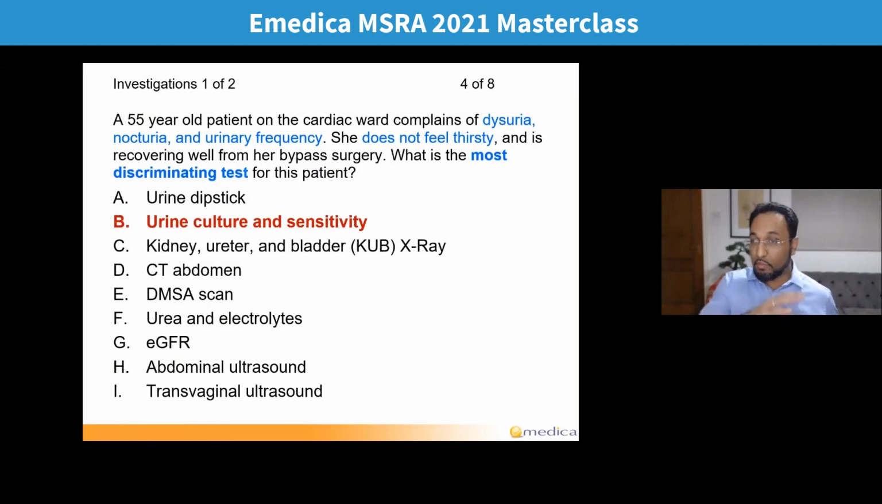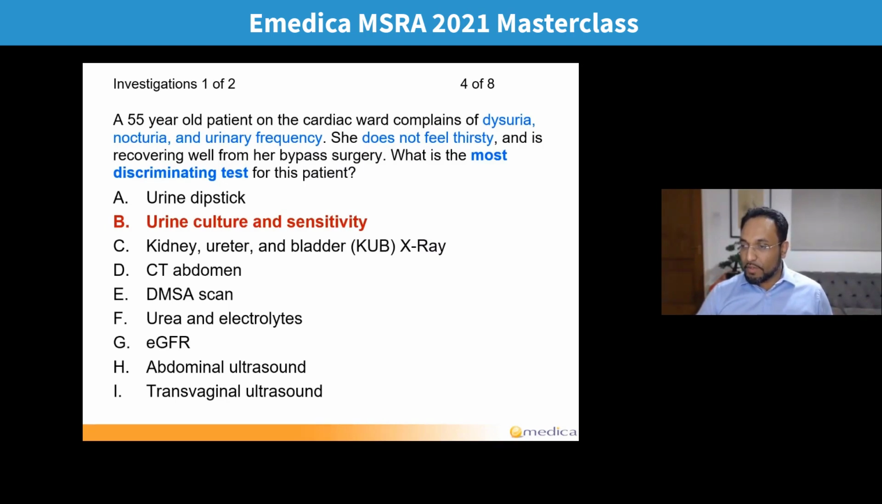Why is that? Well, this is what we call a two-step question. In a two-step question, this question is about investigations, but the first step is to work out what is the diagnosis that we're trying to confirm. So from the symptoms of dysuria, nocturia, and urinary frequency without being thirsty, just type into the chat, what is it that we're trying to look for? In this particular patient, what is it that we're actually trying to confirm?